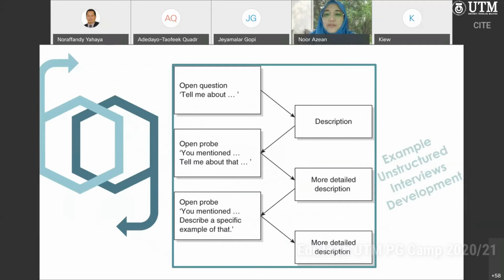Then here I would like to share an example of such interview development. Maybe we can start with an open question. Can you tell me about, so you describe. Then you continue with an open prompt. You mentioned about ABC. Tell me about the ABC and towards the CDE, right? So for more detail, you go one by one. Then again, an open prompt. You mentioned this one. Describe a specific example of this one. So you can get more details of the things that you want to look at. All right.